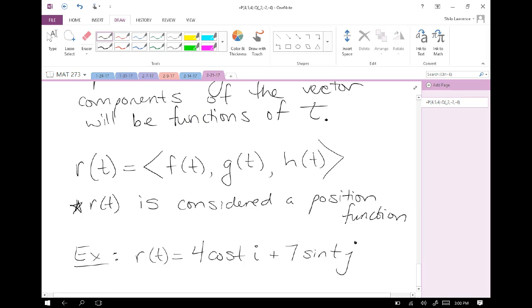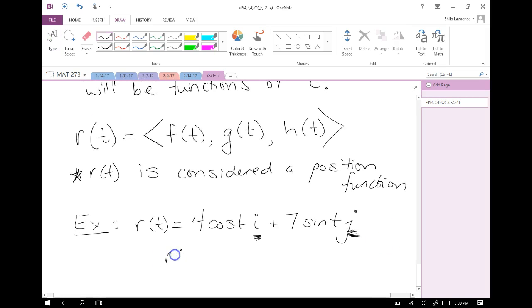That is a vector valued function. It's a vector because we see the i and the j, but the components are not just constants. The components are functions of t. And if we wrote this in our other format, it would be r of t equals 4 cosine t, 7 sine t. So our components are functions of t.